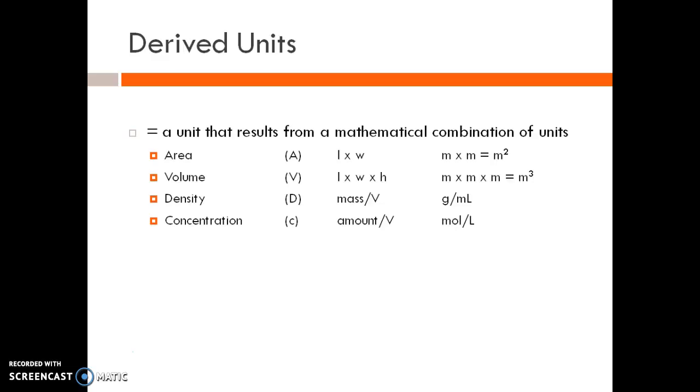Density is the mass of a substance divided by its volume. We measure mass in grams, and we measure volume in milliliters. And so we have a derived unit for density of grams per milliliter. The same is true with concentration. We measure the amount of a substance divided by its volume. When we measure amount of a substance, we measure in moles. When we measure volume, we can measure in milliliters or liters, and so our derived unit becomes moles per liter.